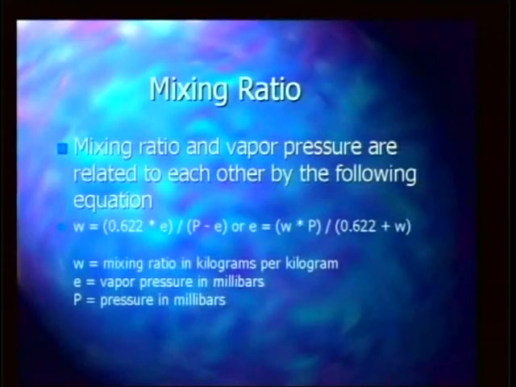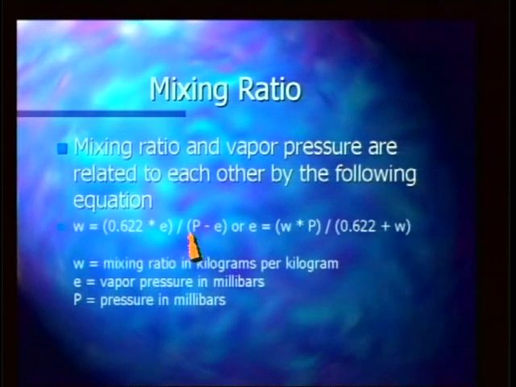Next, look at the mixing ratio and vapor pressure equations. You'll need these equations when solving many of the problems in the exercises for the course. And I'll point this out. The mixing ratio equation, W, is 0.622 times the vapor pressure divided by the pressure minus the vapor pressure. So you need to know what the vapor pressure is and the pressure, and those two bits of information can be used to find what the mixing ratio is.